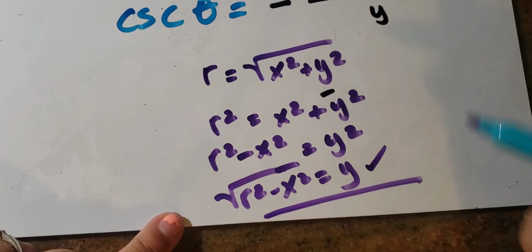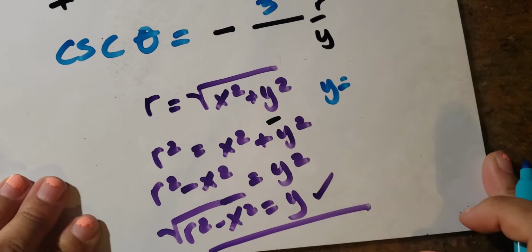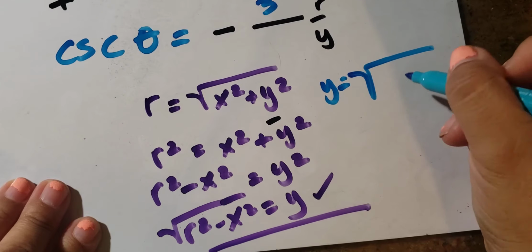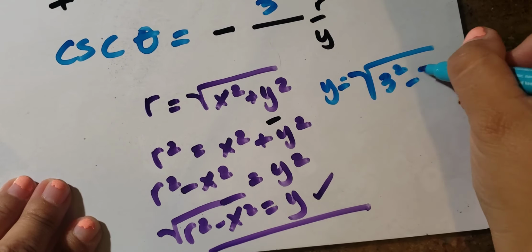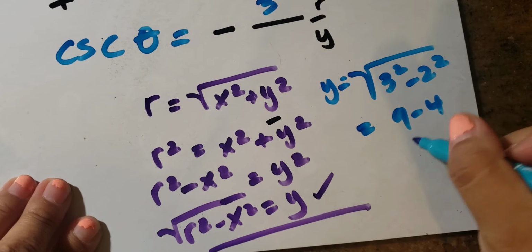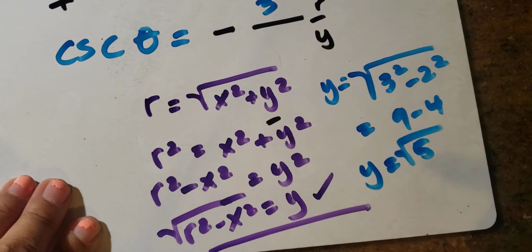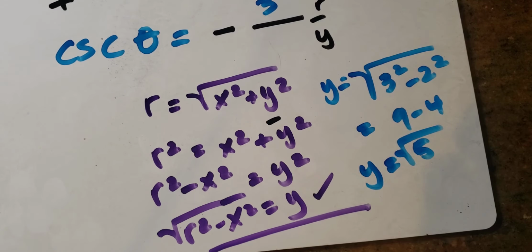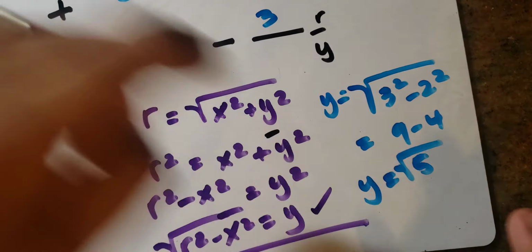Okay, so let's do that now. So y equals the square root of 3 squared minus 2 squared. 3 squared is 9, 9 minus 4, that gives us 5. So square root of 5, and that's y. Okay? Okay, so basically, I only need to put one value here, and that's square root of 5.